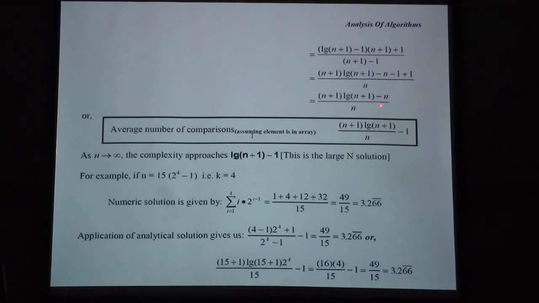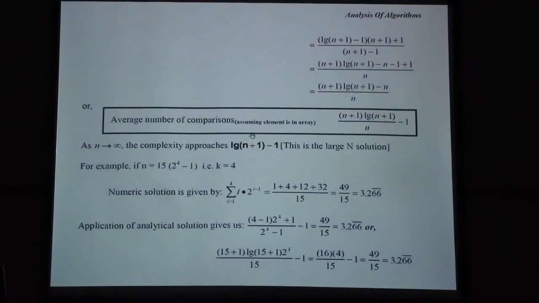So therefore, the average number of comparisons, assuming the element is in the array, is going to be n plus 1 times lg of n plus 1 over n, minus 1. Now, as n gets bigger and bigger, as n goes to infinity, what happens here? What does n plus 1 over n go to when n gets bigger and bigger? One. That approaches unity, which is 1. So what we're going to have is roughly lg of n plus 1 minus 1.